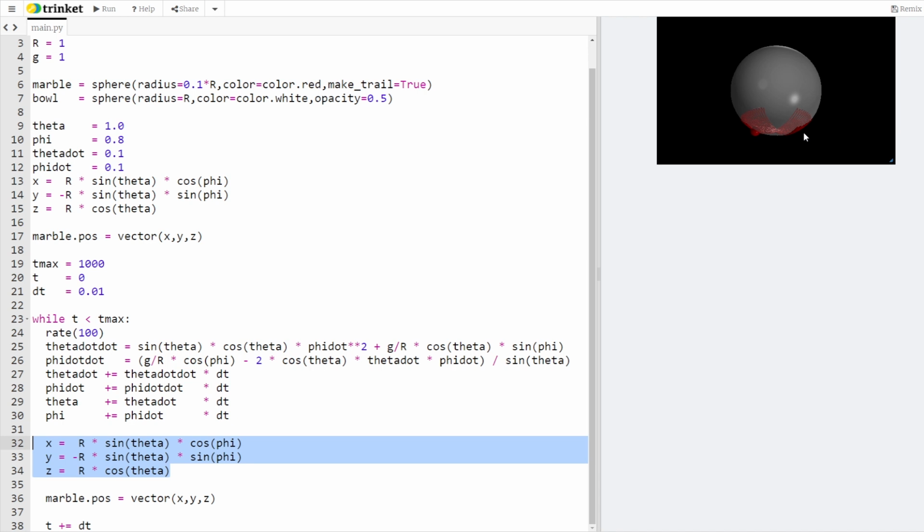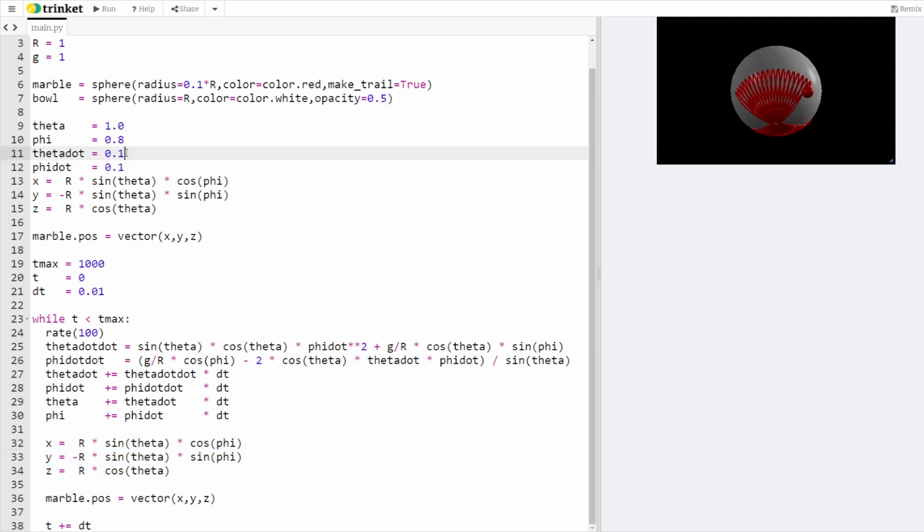And yeah, I'm pretty content with this. It ends up looking pretty realistic. This is what you'd expect a marble to do. We're nearly releasing it from rest. I've only given it just a tiny angular speed for each of these angles here. So you can see it's not deviating by much with each pass over the bowl, but it does eventually kind of trace out the space there.